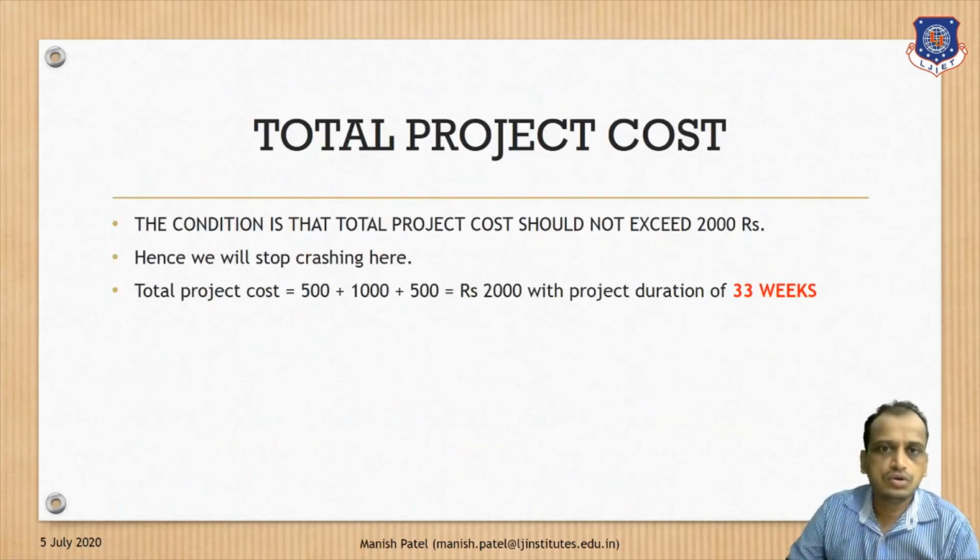Now the total project cost should not exceed 2,000 rupees. So we will stop the crashing here. So what is the total project cost here? With the E crashing, we have 500 rupees. With D crashing, we have 1,000 rupees. And again, with the crashing of C activity, we have 500 rupees. So altogether, we have the maximum limit of 2,000 rupees. So the total project duration is coming out to be 33 weeks.